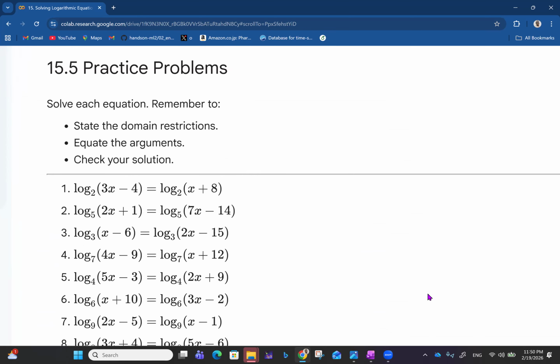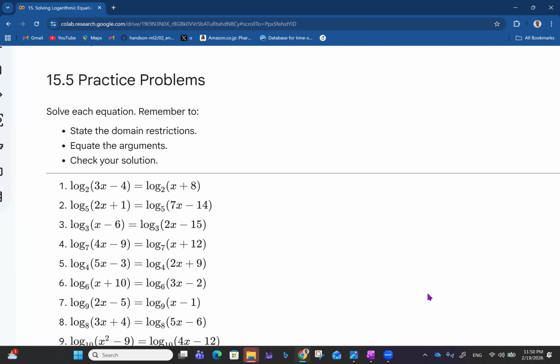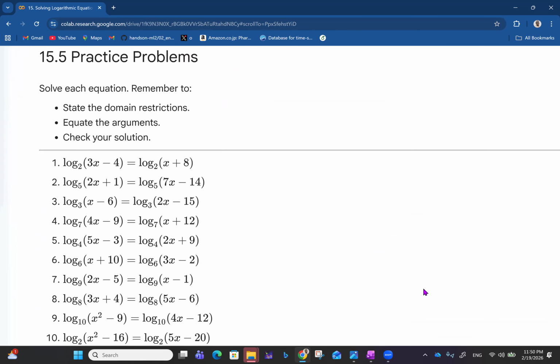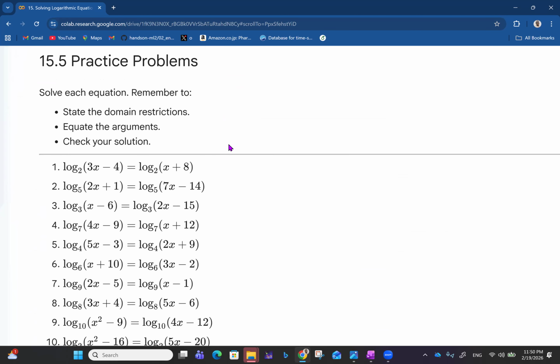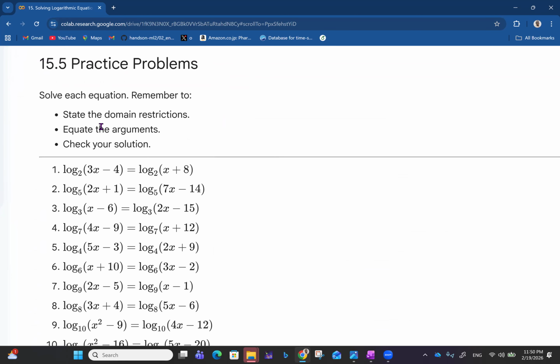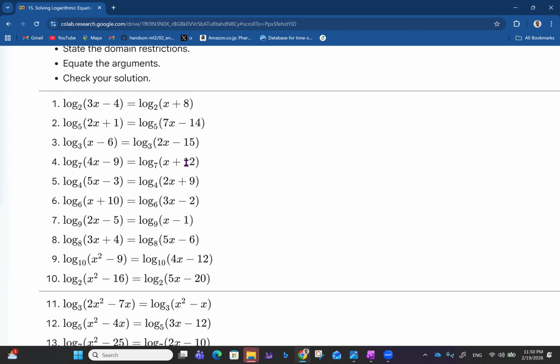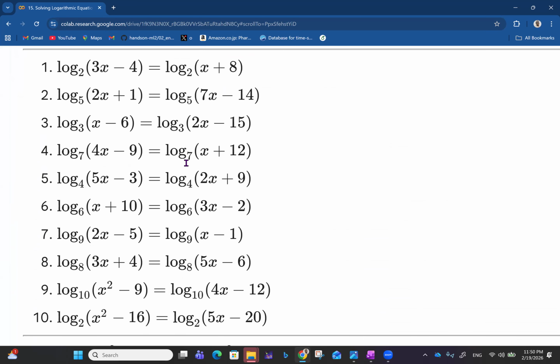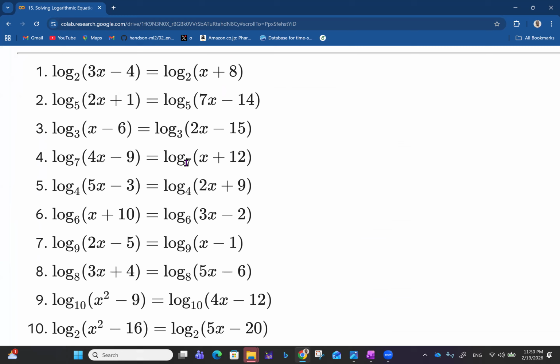So it is my time now to solve some of these problems. Here you want to solve each equation, and remember to state the domain restrictions, equate the arguments, and check your solution. So from 1 to 10, see what we have. Which one looks the most challenging? 9 and 10 look like they are really challenging.